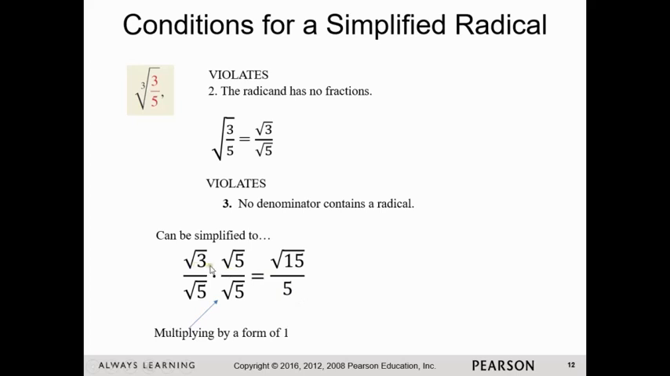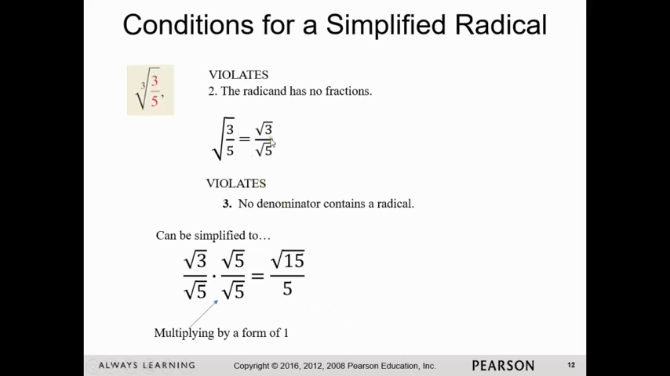And then we use the product rule on the numerator by multiplying the radicands, because we've got the same index. So we multiply the radicands, and we get square root of 15. So we end up with square root of 15 over 5. So this is how we simplify these things.